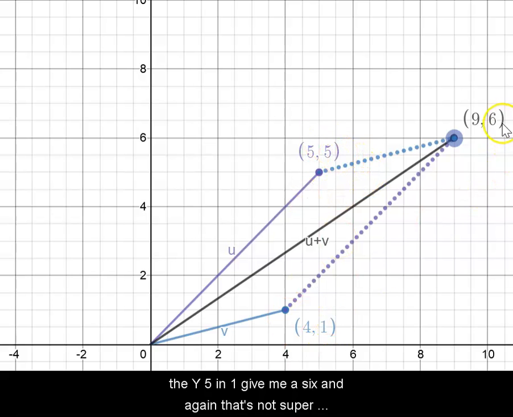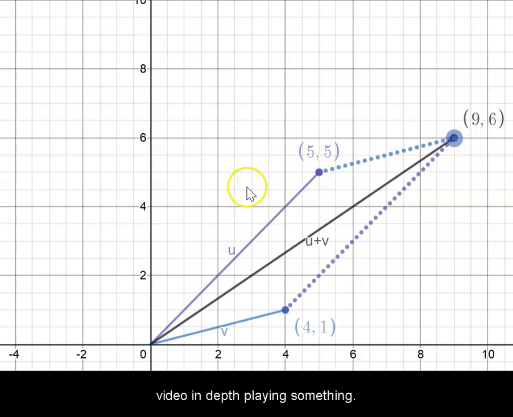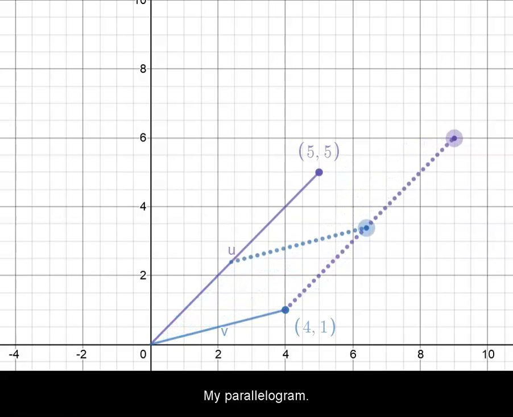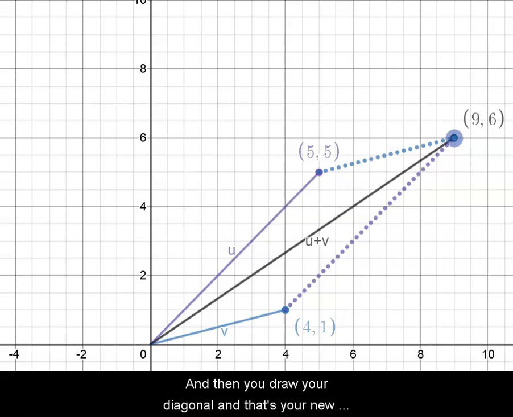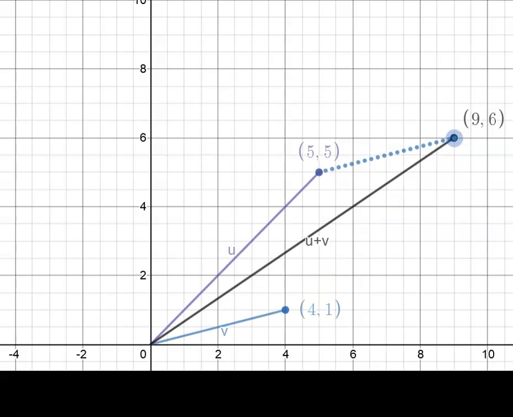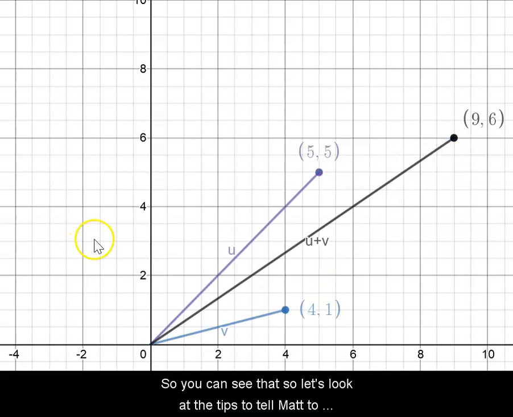5 and 1 gives me a 6. Okay. And again, that's not super important for right now. We will talk about that in the next video in depth. I'm just pointing some things out to you guys. Okay. So again, what I did was I drew out my parallelogram. Okay. And then you draw your diagonal, and that's your new vector. Okay. That would be the sum of the two vectors there. All right. So I can take these off so you can see that.